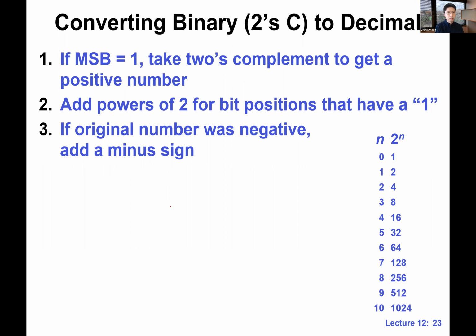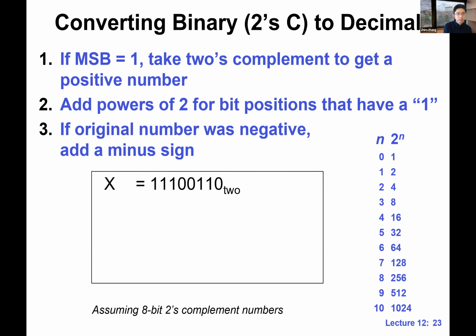Another way to do this is, given a binary string in 2's complement format, if this is a negative number, meaning that the MSB is 1, let's just flip the sign first. So let's take the 2's complement to get a positive number first, and then follow the steps that you already know to get the corresponding minus x.